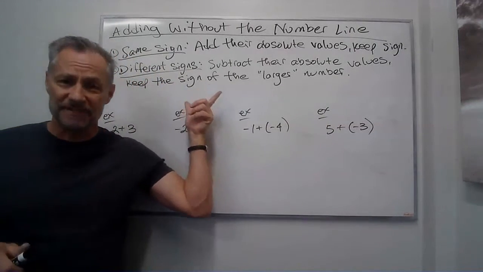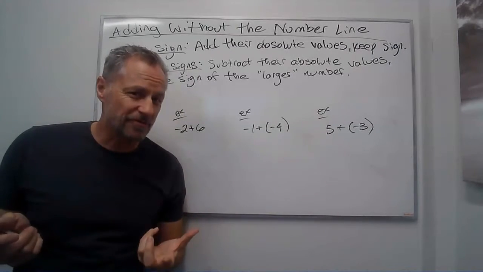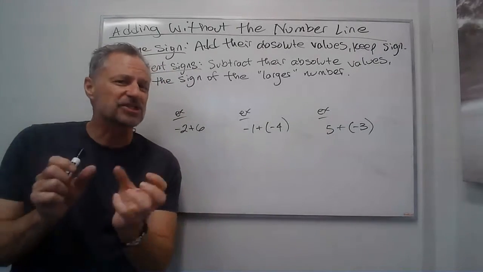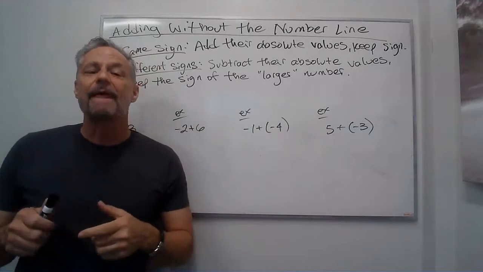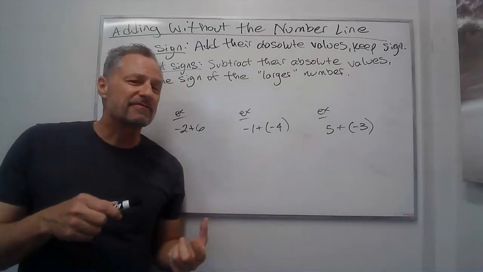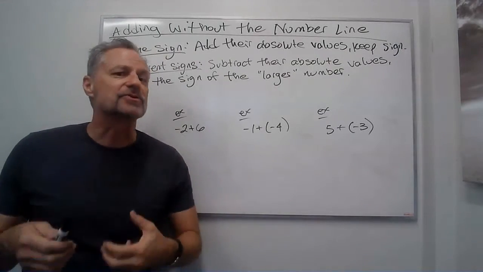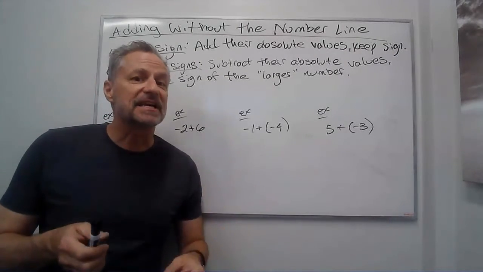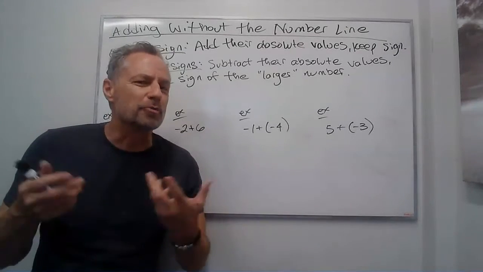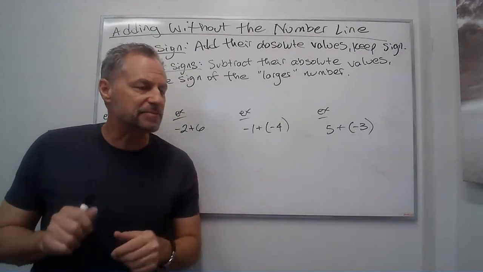If they have different signs, you subtract the two absolute values. So don't think about signs again, just subtract the numbers, find the difference, and then keep the sign of whichever number we'll call larger, okay? Thinking about absolute value. So for instance, -6 would be larger than +2 because we're just looking at the 6 and the 2, their absolute values.